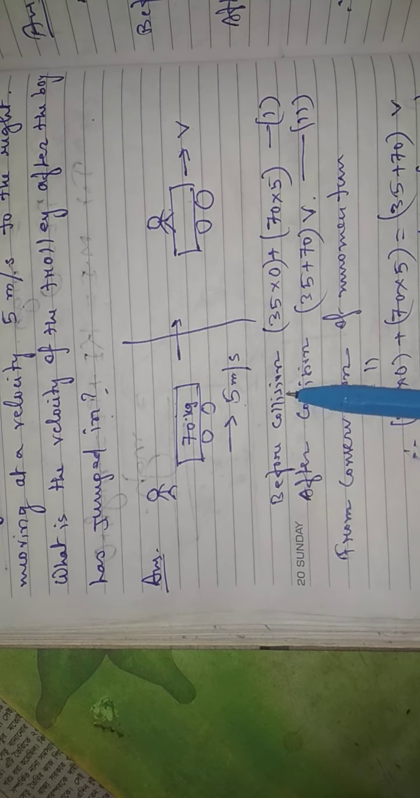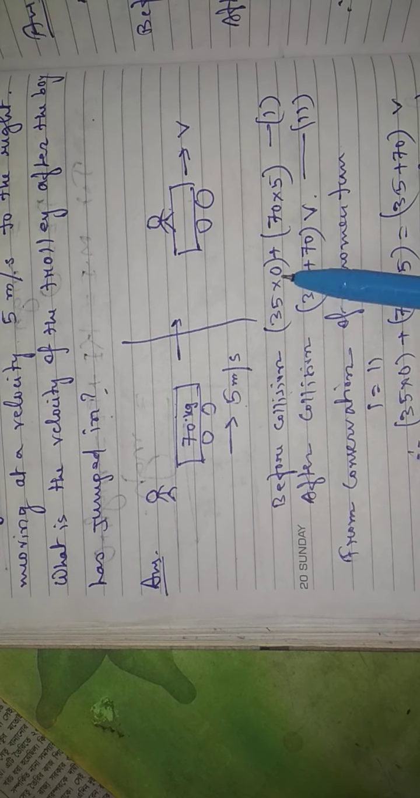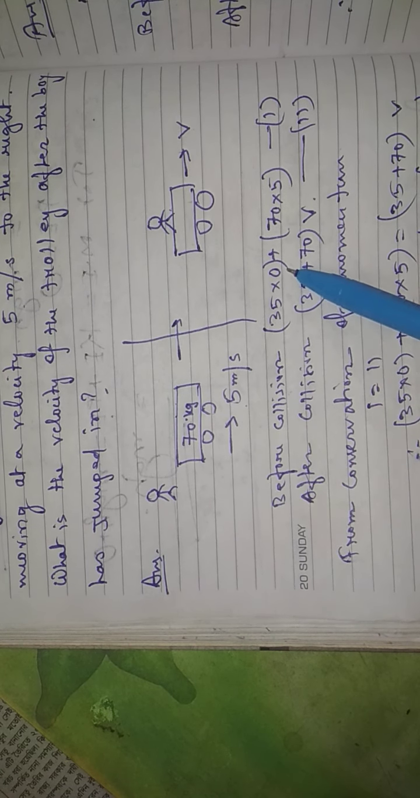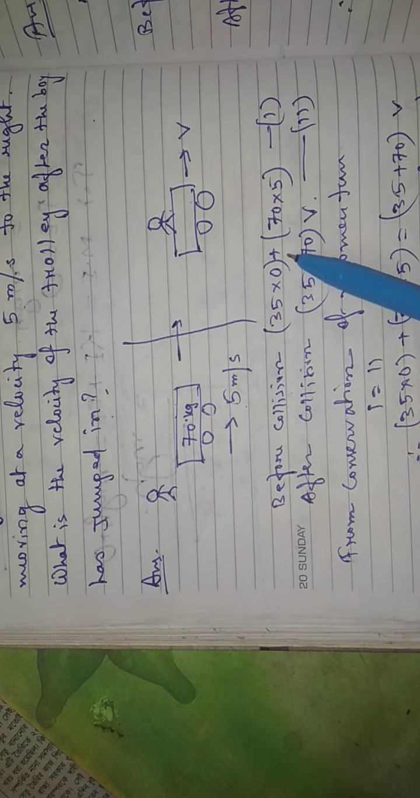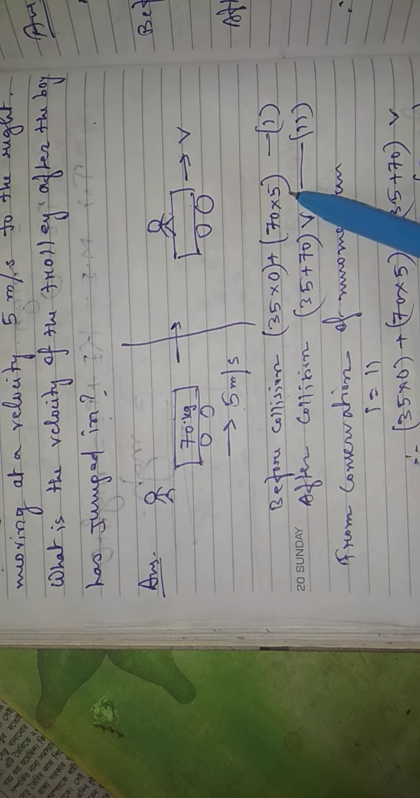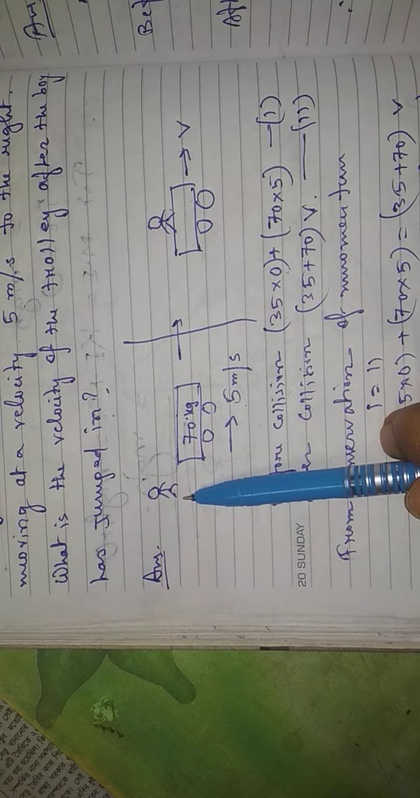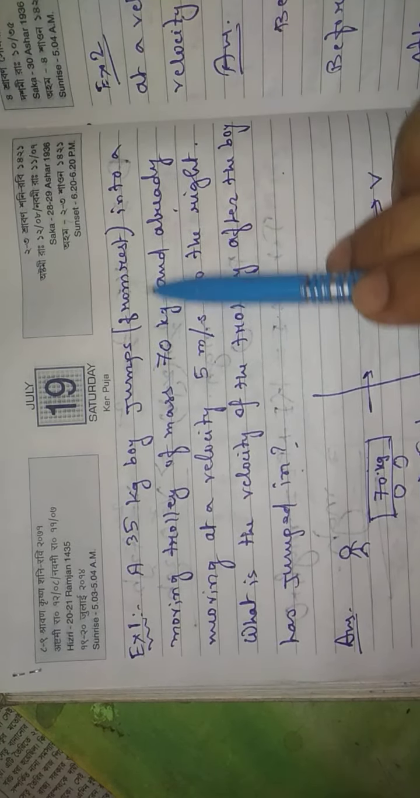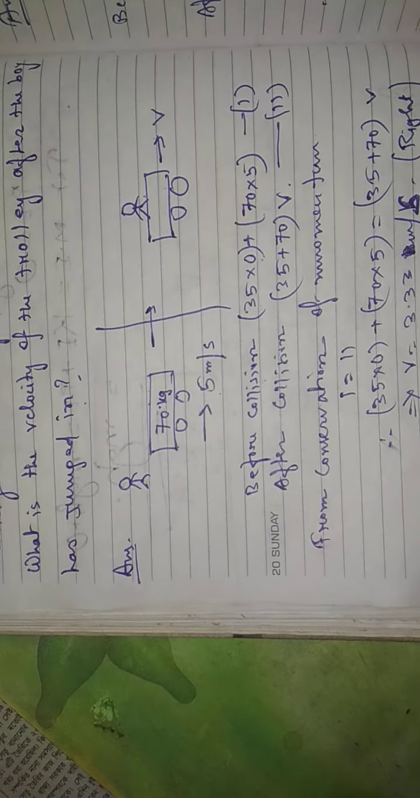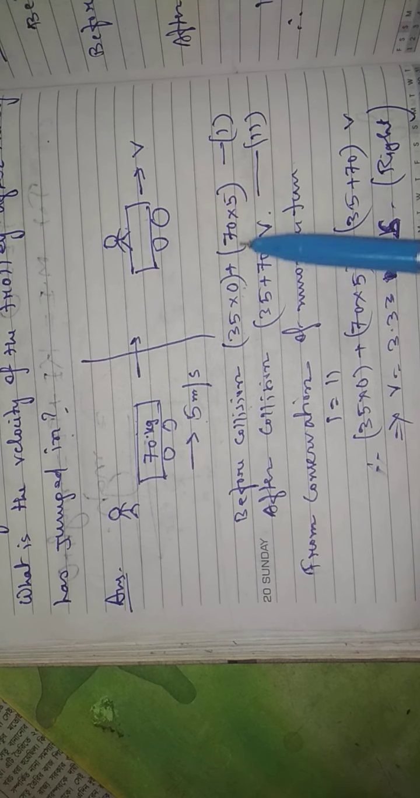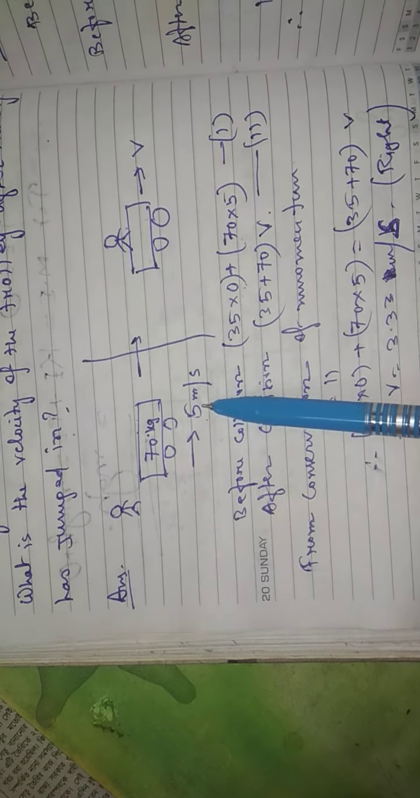So before collision, the total momentum of the system is the mass times velocity of the boy plus the mass times velocity of the trolley. Mass times velocity of the boy is 0 because the boy was at rest. It is said over here, jumps from rest. So 35 into 0 plus mass times velocity of the trolley, 70 into 5.